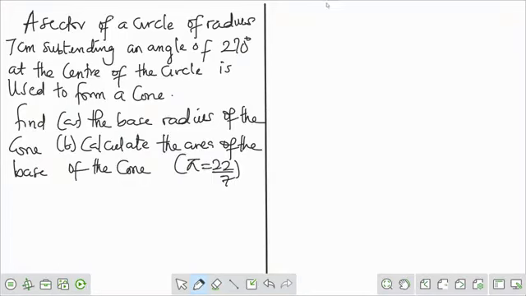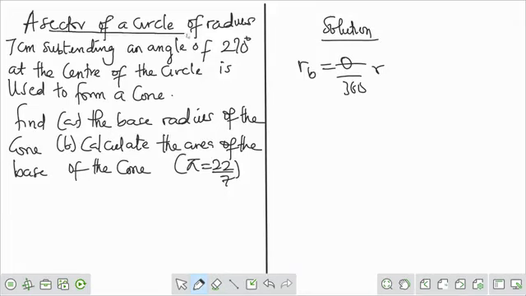So your solution. They ask you to find the base radius of the cone. Don't forget our formula: r_b equals theta over 360 times the radius of the sector. Now they say a sector of a circle of radius 7 centimeters, so it means this 7 centimeters is the radius of the sector. So the base radius will now be, what's our angle? They've given us 270.